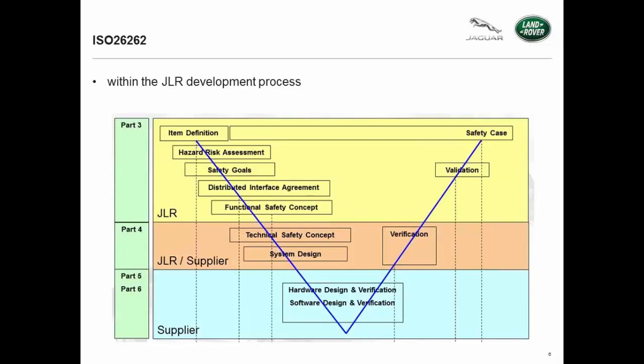sharing responsibility here. The relevant verification activities that relate to design are obviously also done at this supplier level for the lower level activities. The safety case and the functional safety aspect is owned by us, so we have to gain all the evidence and convince ourselves that everything has been done appropriately and correctly.